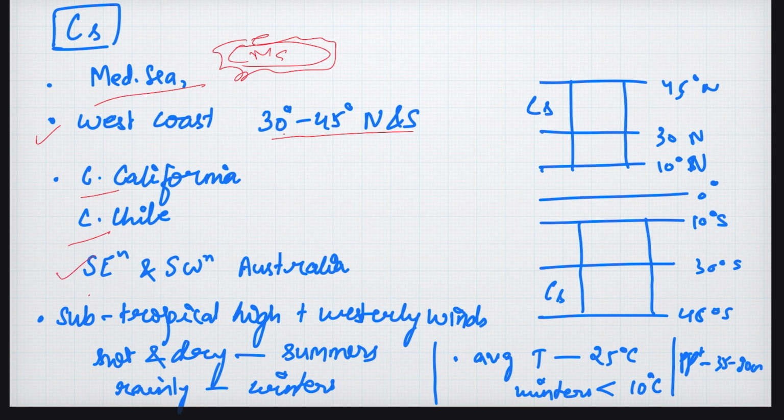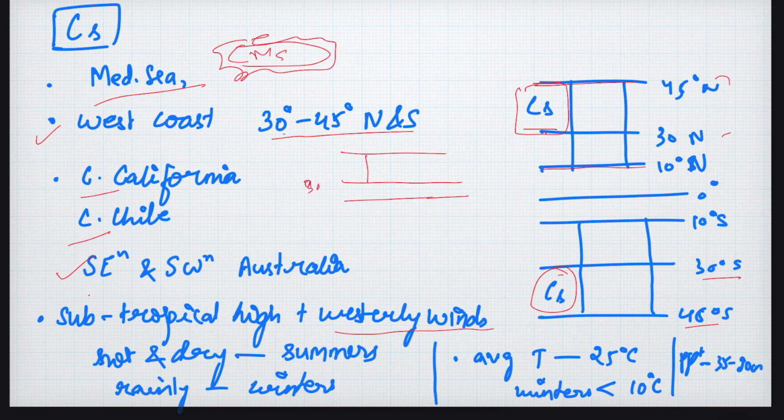From this you can see that in the northern hemisphere from 30 degrees north to 45 degrees north on the western coast you have Mediterranean type of climate, and in the southern hemisphere from 30 degrees south to 45 degrees south on the western coast of the continent you have Mediterranean type of climate. You have influence of subtropical high and westerly winds. Typical feature is that it is dry in summers and wet in winters. This is mainly due to the influence of westerly winds.